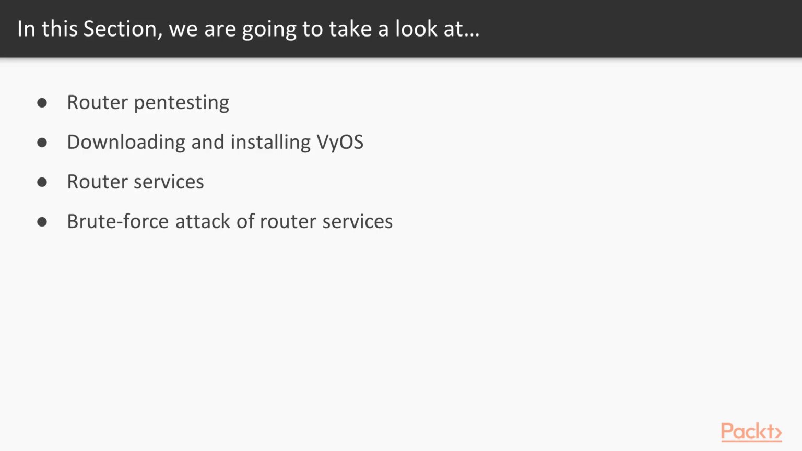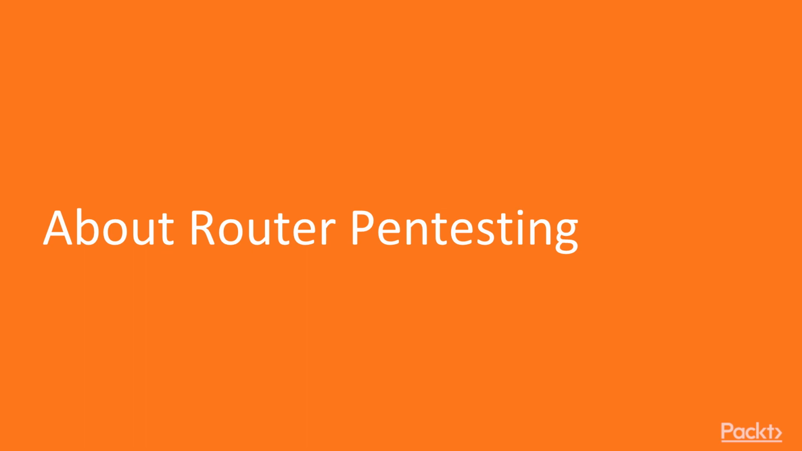So in this section, first of all we will learn what router pen testing is. Then we will learn how you can download and install VIOS, which is a virtual router, inside your VMware machine. Then we will learn how you can start the router services inside VIOS. And finally, how you can perform a brute force attack on router services, so that we are going to cover in the final video about router pen testing.